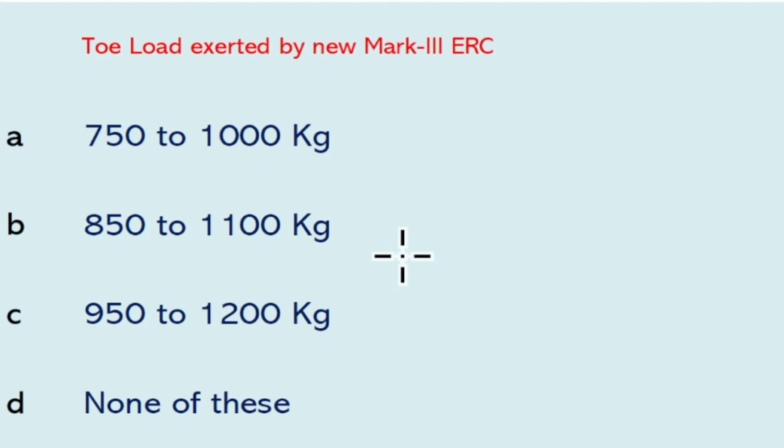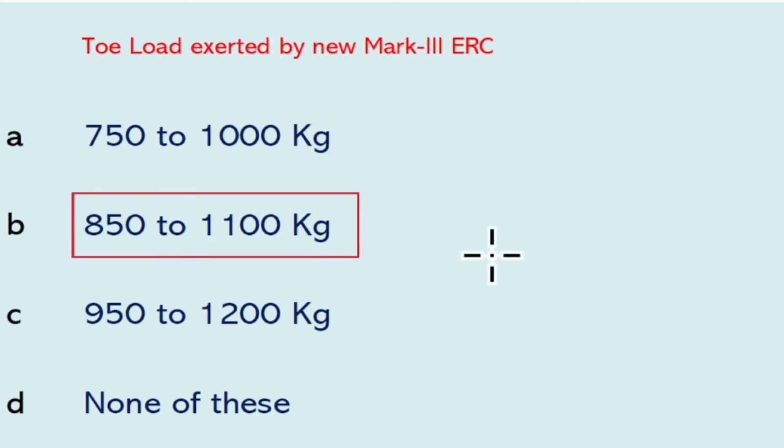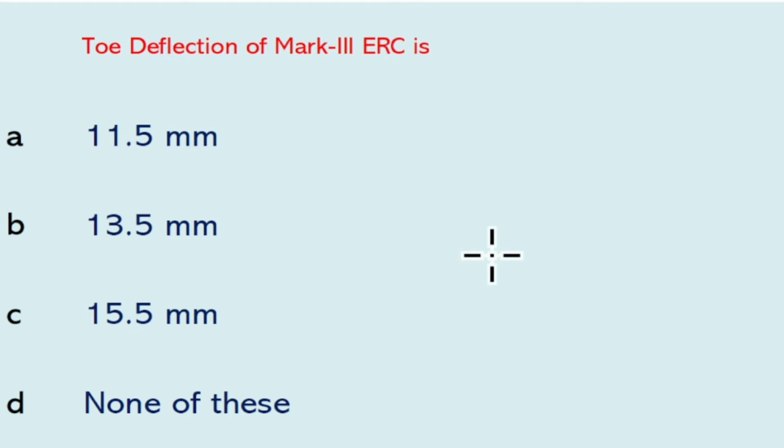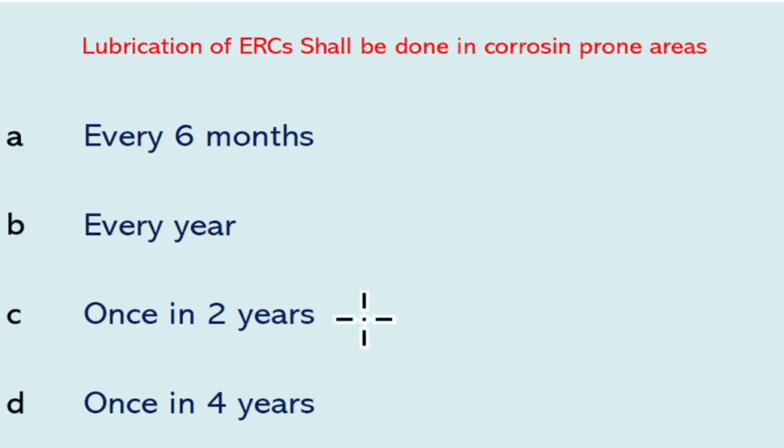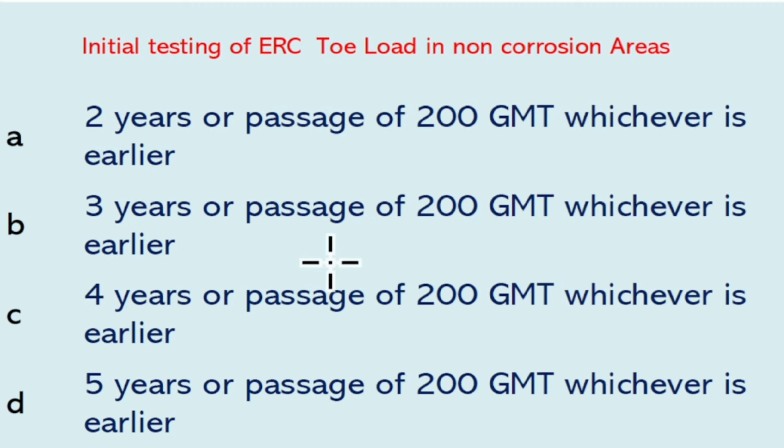Toe load exerted by the new Mark III ERC is 850 to 1100 kg. Toe deflection of Mark III ERC is 13.5 millimeter. Liner used in the track circuitry area is GFN liner. Lubrication of ERC shall be done in corrosion prone area every year.